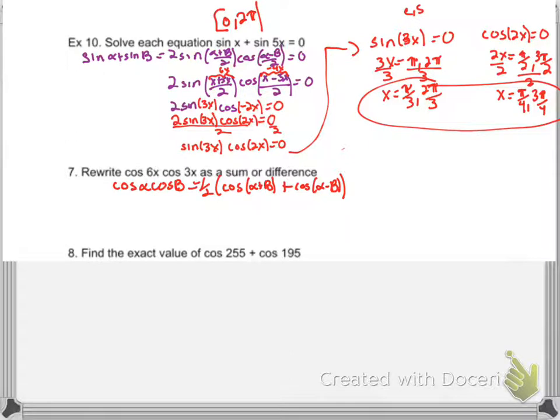So over here, when I rewrite this, I can now write it as equals 1/2 cosine, and then it's going to be 6x, because this is my alpha, this is my beta. So it's going to be cosine of 6x plus 3x plus cosine of 6x minus 3x. That gives me 1/2 times the quantity cosine of 9x plus cosine of 3x.